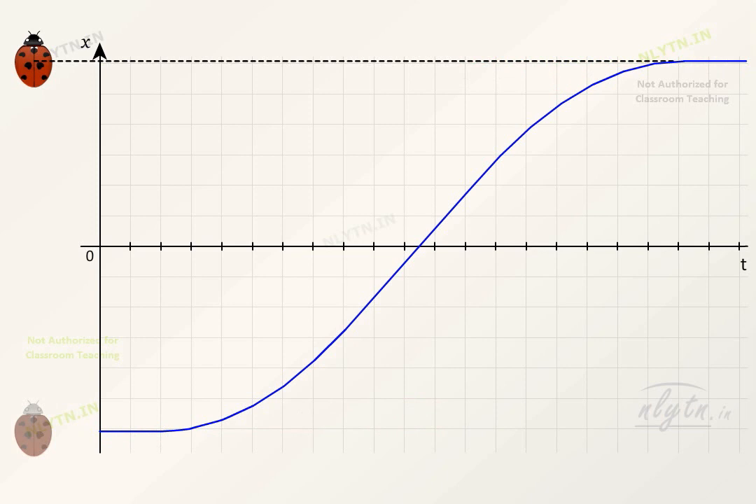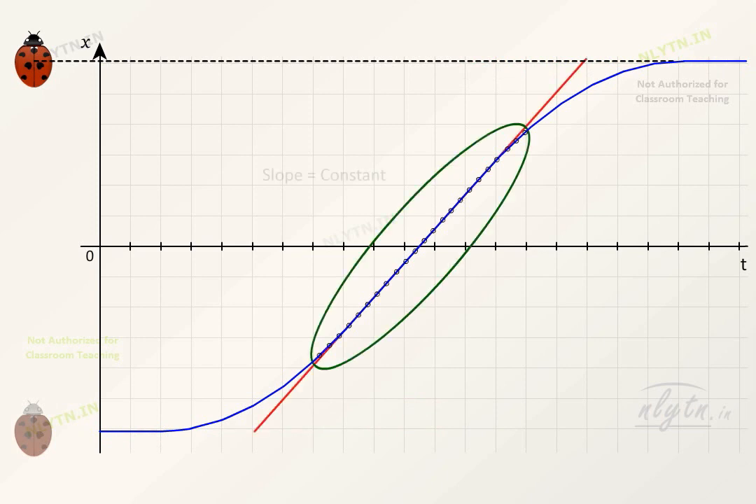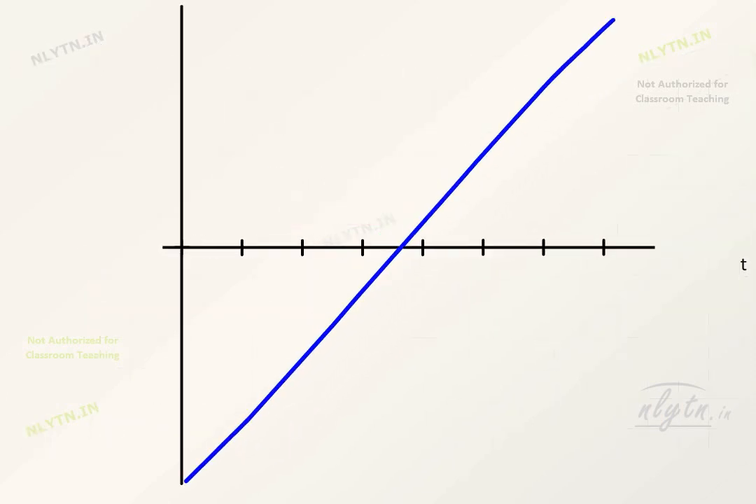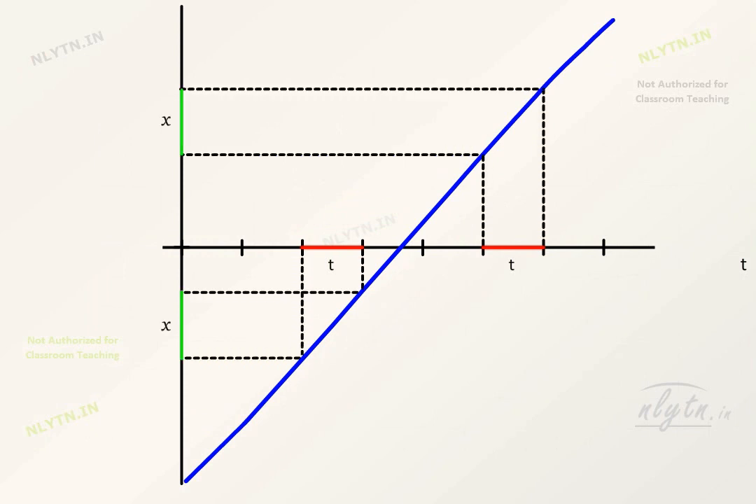Also note that at all these points, the tangent has the same slope. This means the velocity at all these points should be the same. So a straight line in the position-time graph means that the particle is moving with constant velocity. This can be verified as in equal intervals of time, the displacement of the particle is equal.